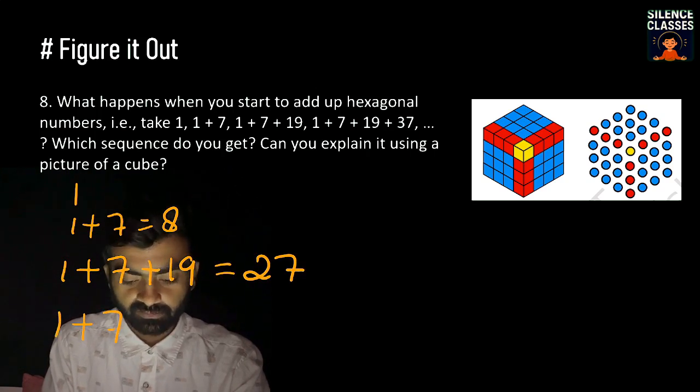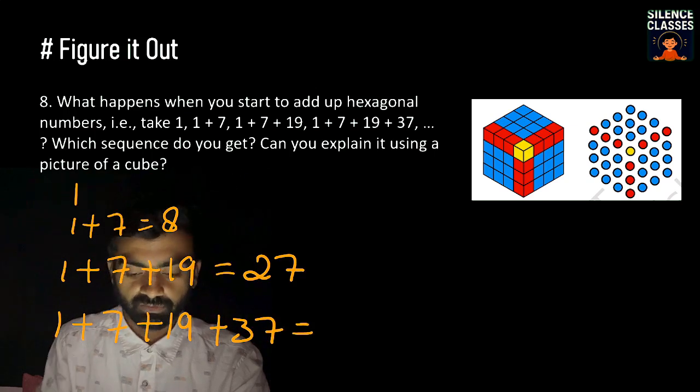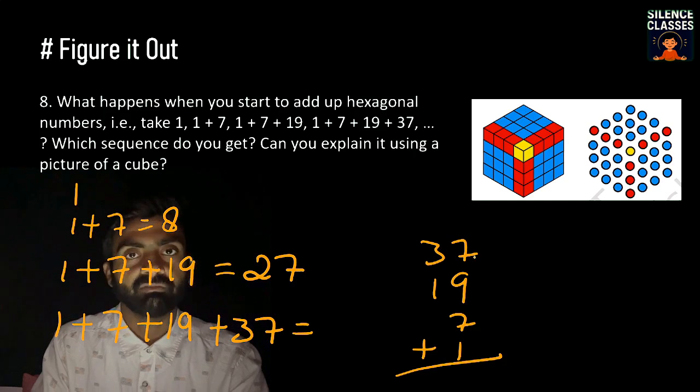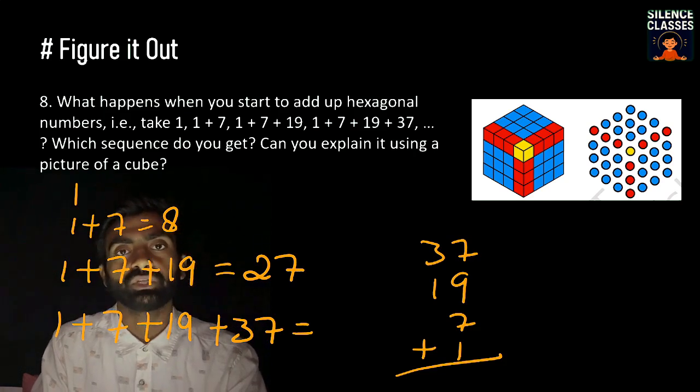1 plus 7 plus 19 plus 37. Okay, so what will we get? Now let's add it up. 37, 19, 7 and 1. 10, 17, 17 plus 7, 18, 19, 20, 21, 22, 23 and 24.